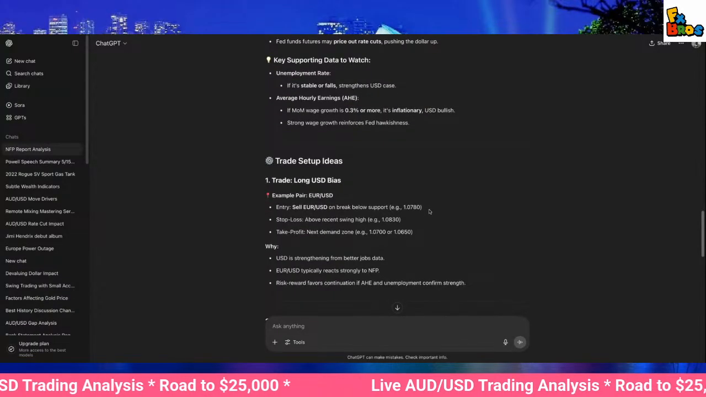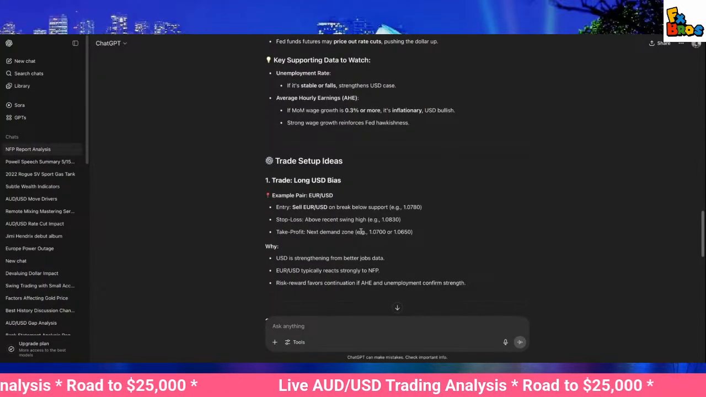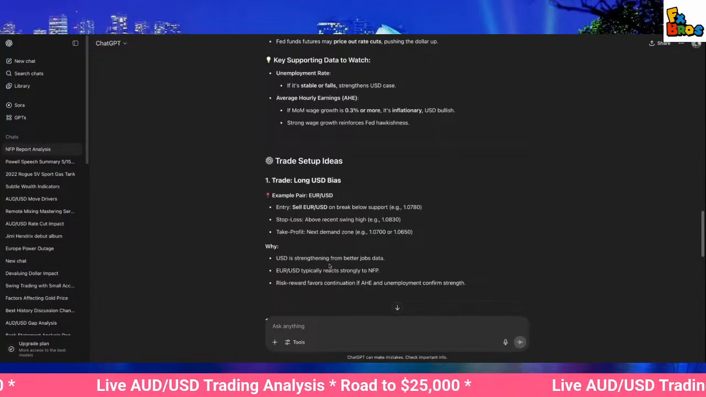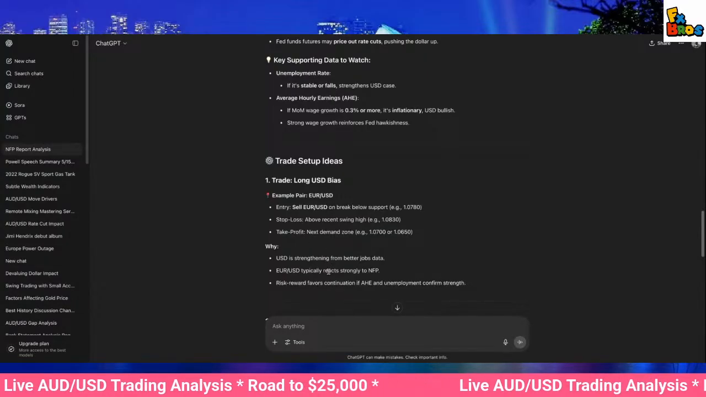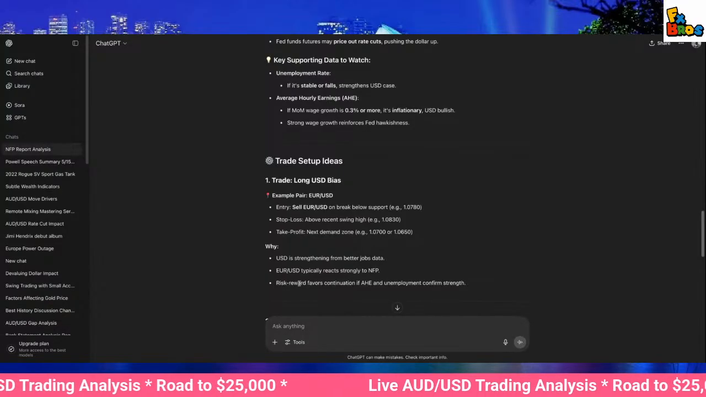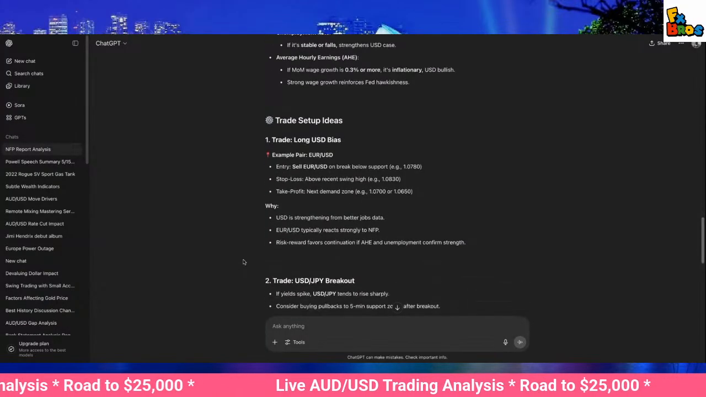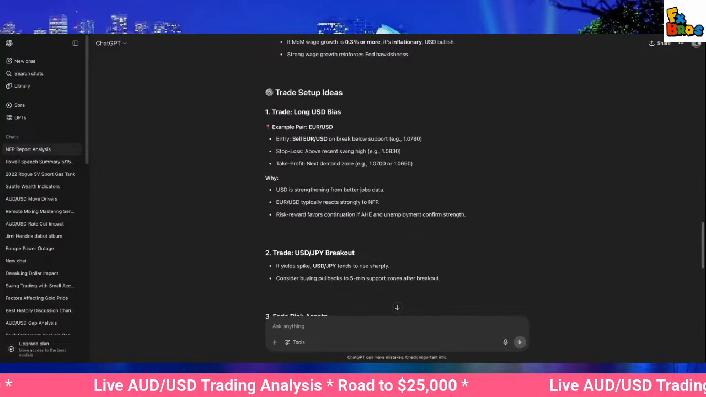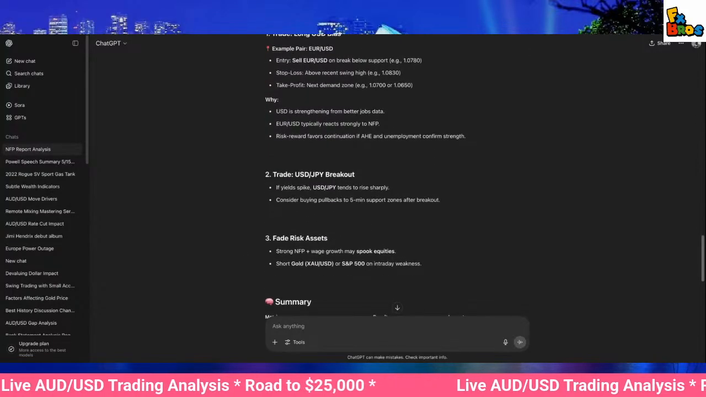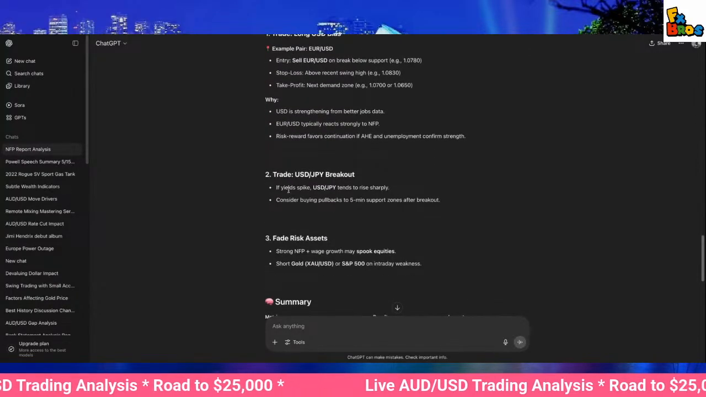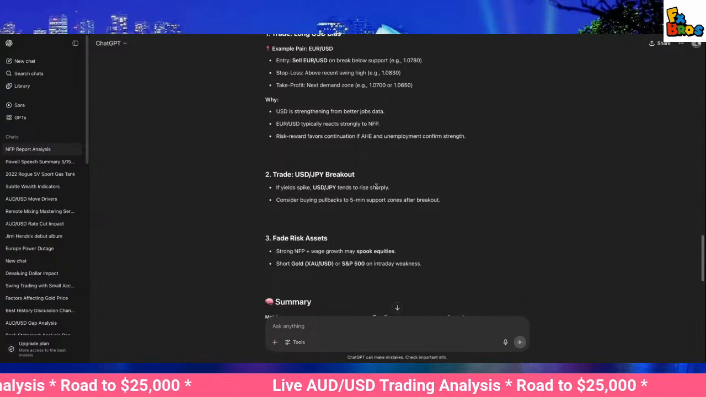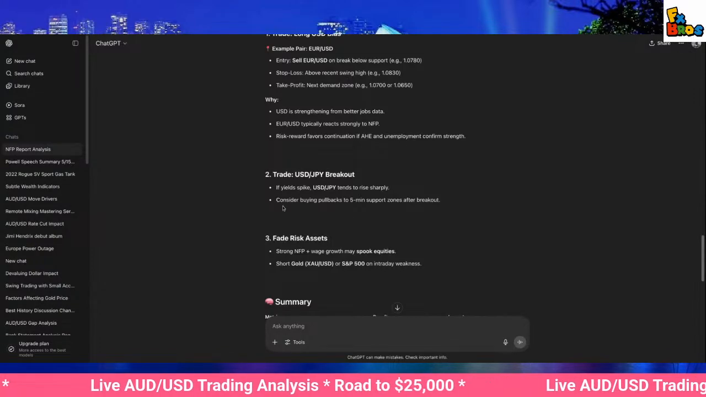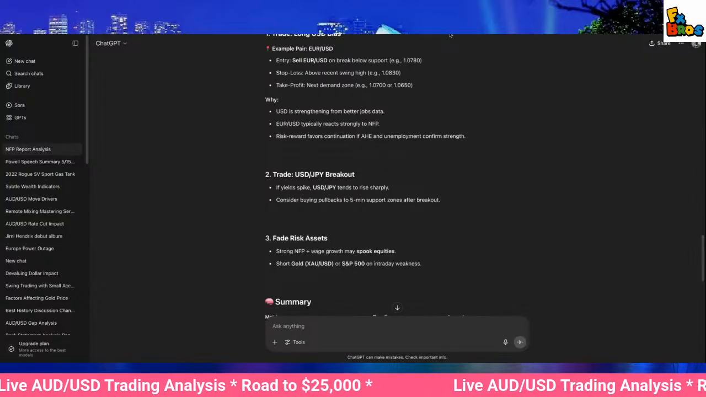Stop loss. Take profit next demands. Why USD is strengthened by better jobs data. USD typically reacts strongly to NFP. Risk reward favors continuation if the unemployment claims confirm strength. Trade USD breakout. If yields spike, USD tends to rise sharply, consider buying pullbacks to 5-minute support zones after breakout.